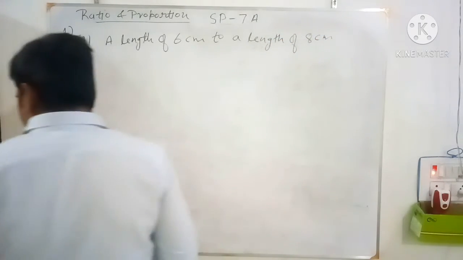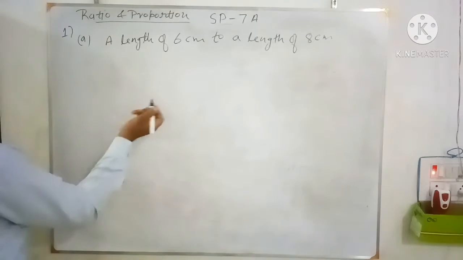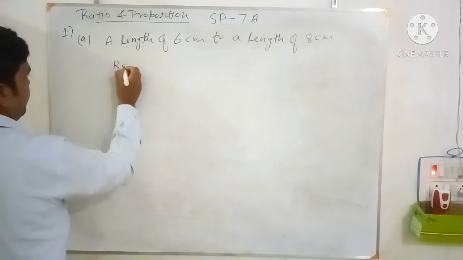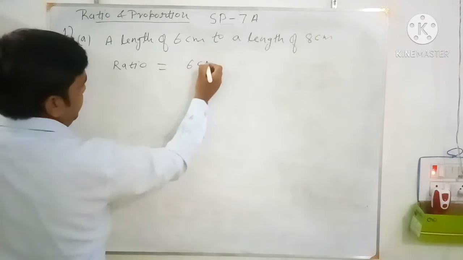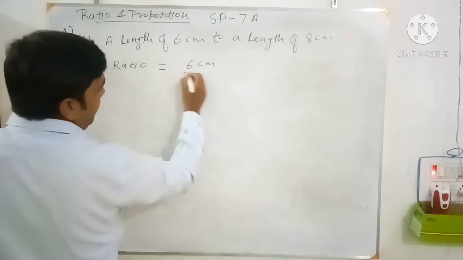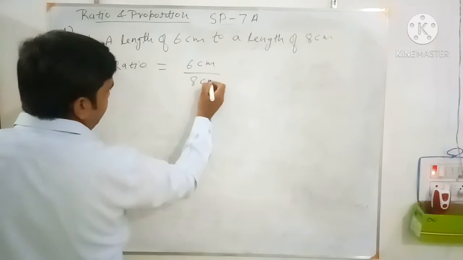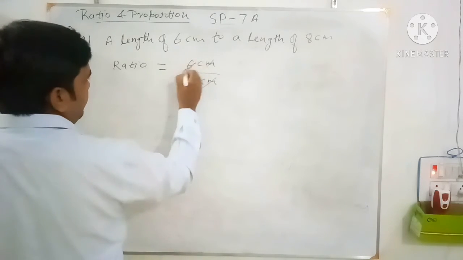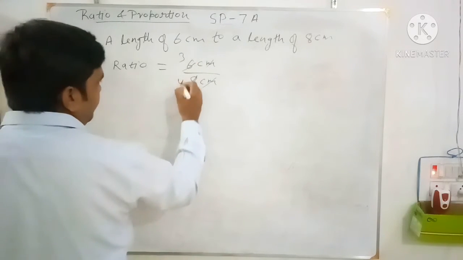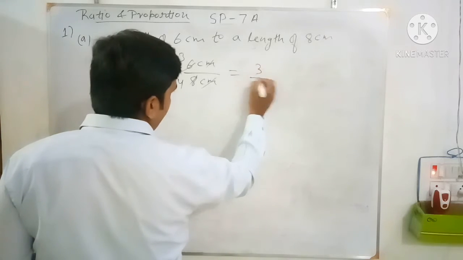So we have to express this ratio in the simplest form. Its ratio is equal to 6 cm upon 8 cm. Since the units are the same, you can cancel. Now 2 3s are 6 and 2 4s are 8. So the simplest value you got is 3 by 4.